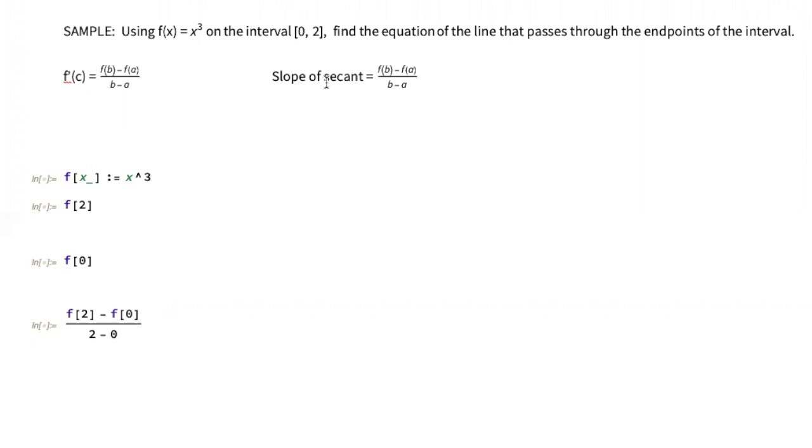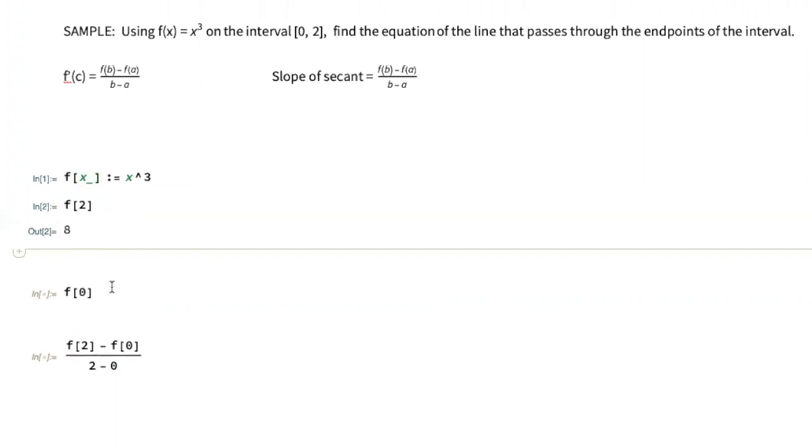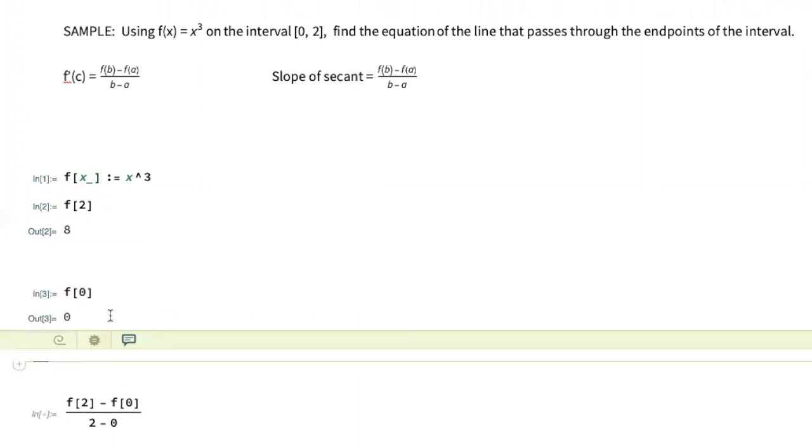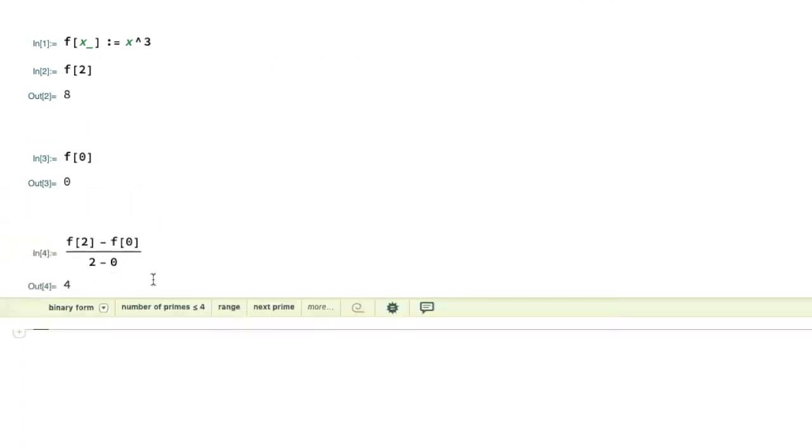So if I want to write the equation of that line, I need a point and a slope to use point-slope formula. So I will begin by storing my function. And then as we saw before, we needed to find what f of 2 and f of 0 were to be able to substitute them into this right-hand side. So you can just ask Mathematica for those values, or alternatively, you can type in that whole right-hand side with the a and b substituted, and it will tell you the value of that side.